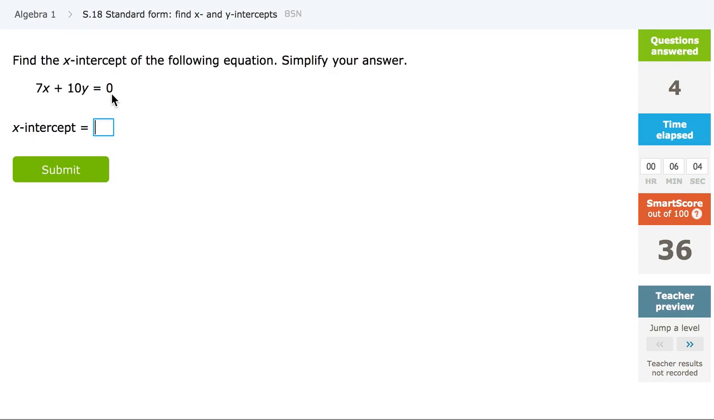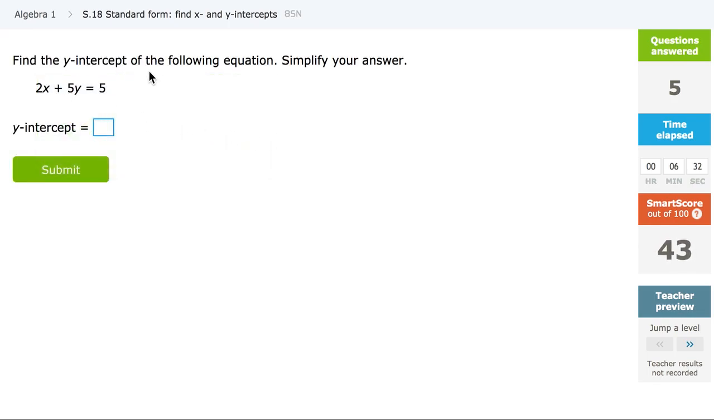New. 0 divided by, we are looking for the x-intercept, so we divided by 7. 0 divided by any number, remember, is 0. So the x-intercept is 0. And notice that if we were to look for the y-intercept, 0 divided by 10, the y-intercept would also be equal to 0. We'll talk more about that later when we get into graphing.